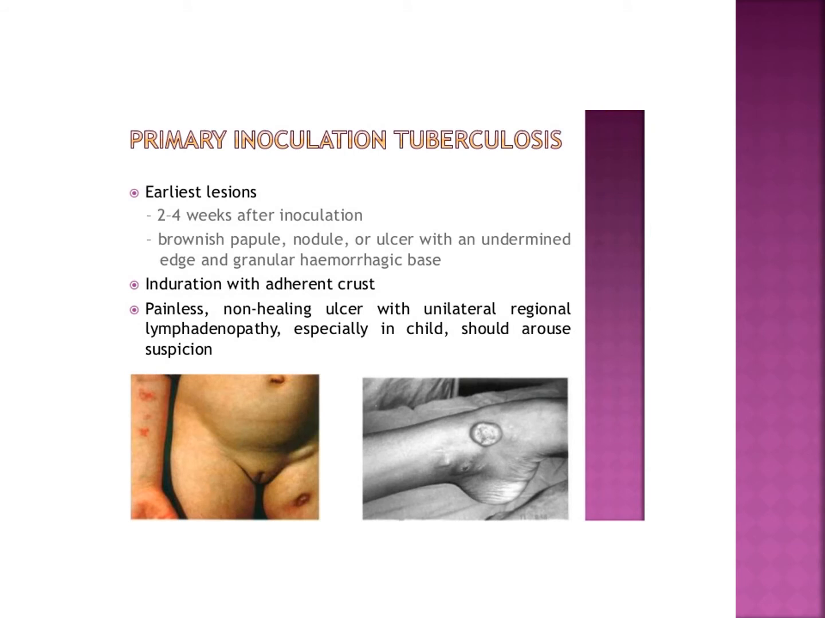Now this is also another type of inoculation tuberculosis. The important thing you need to remember is that it mostly occurs in children or in early adulthood, and the incubation period is approximately 2 to 4 weeks. After inoculation, a brownish papule or nodule is formed, which changes into a non-healing ulcer, an important point to be remembered, not responding to conventional antibiotics, or it later forms a crust.